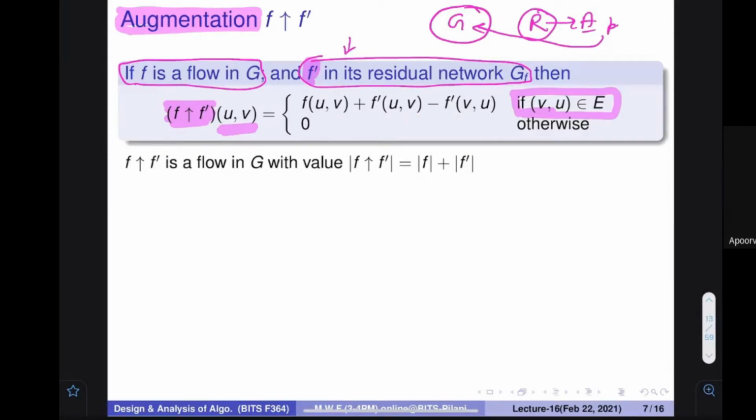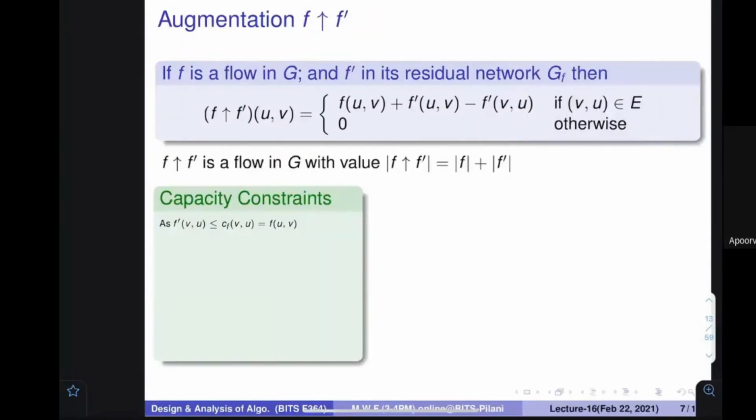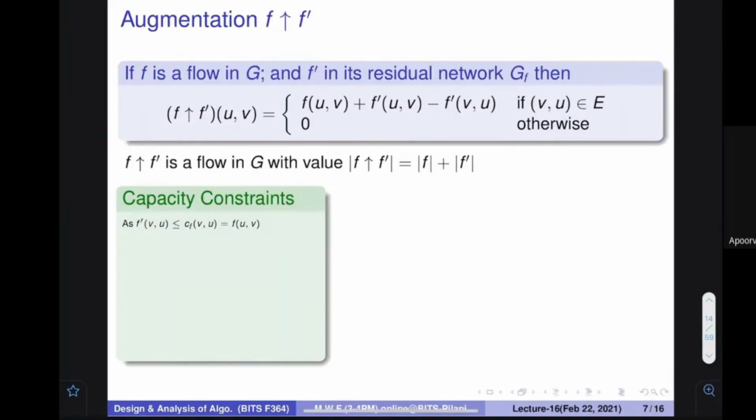Now we want to say something about this: that this augmentation, whatever we are going to do, is a flow. First thing we want to show is that it is a flow in the G, whose value is this: whatever new flow I was able to find in the residual network has been added to the previous flow that was there. Okay, this particular equation has this kind of property. So we have to show how this is going to happen, and how this particular property is going to be satisfied.